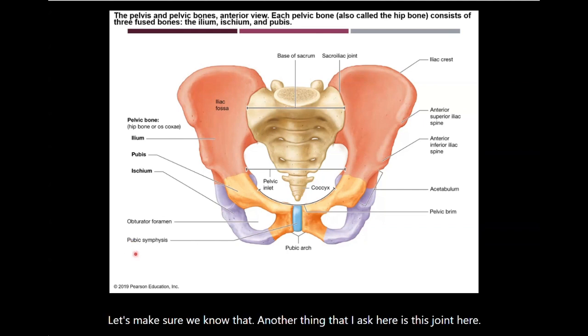Another thing that I ask here is this joint here, okay? Let me remember, this is a cartilaginous joint that joins the left and right pelvic bones together, okay?